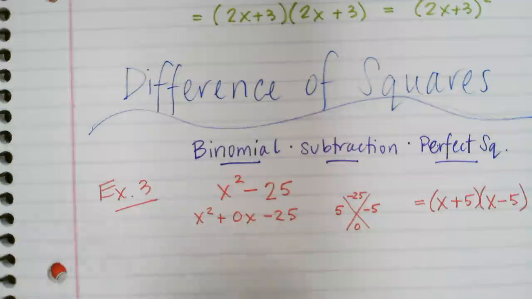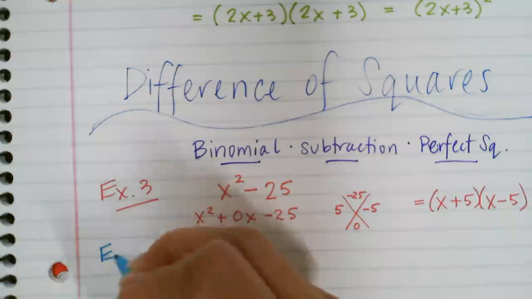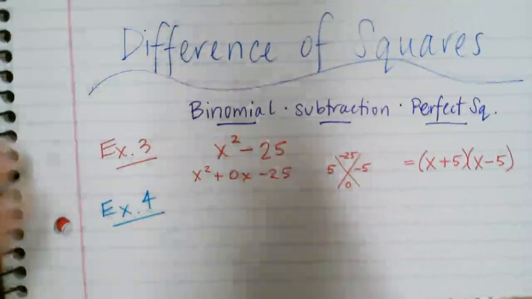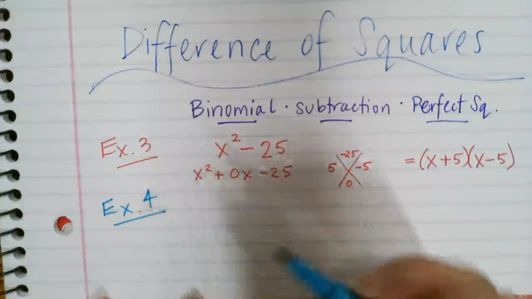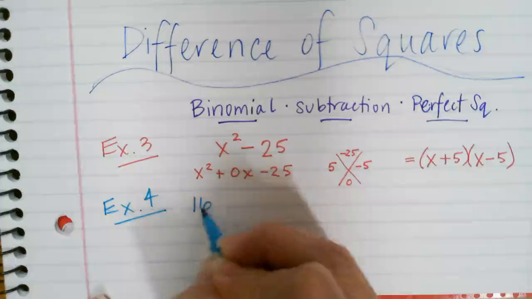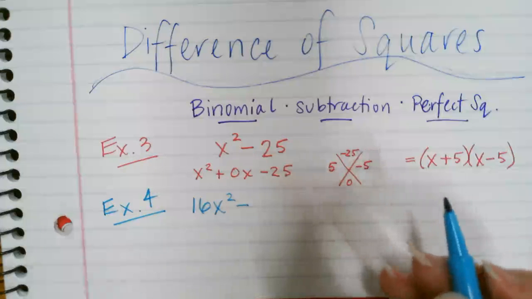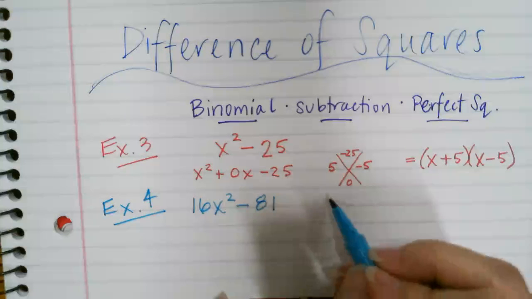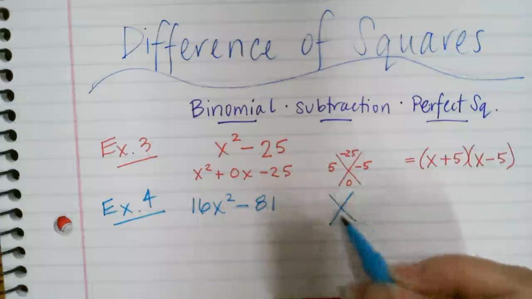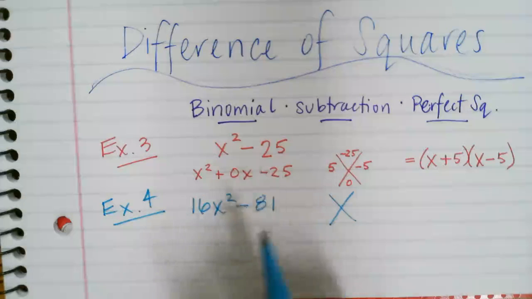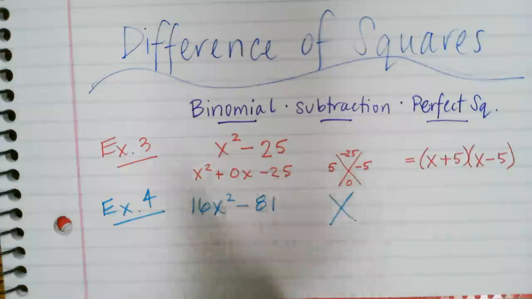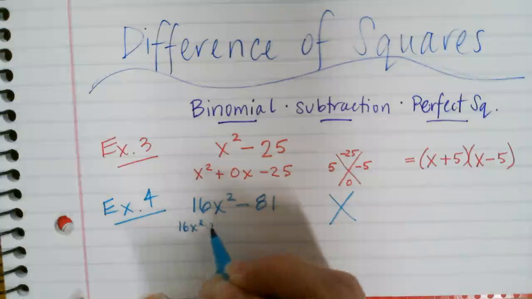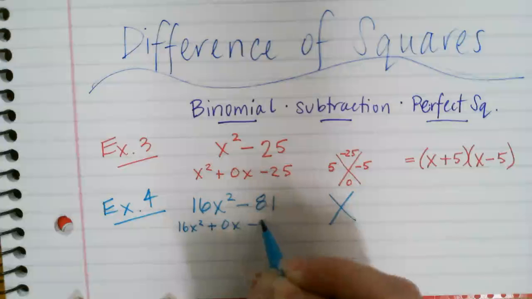So one more of those, and then I just want to show you something so that you are not fooled. All right, so let me push this a little bit more. So let's say we have 16x squared minus 81. All right, so if I look at this, I actually don't want to do this x on this one, but here's what I'm going to do instead. Now that I look at it, I don't want to multiply those two together, but I know that this would be 16x squared plus 0x minus 81.